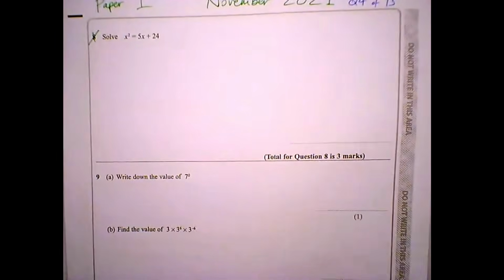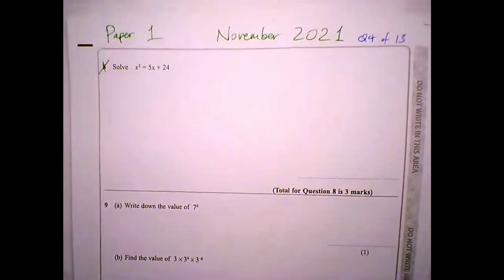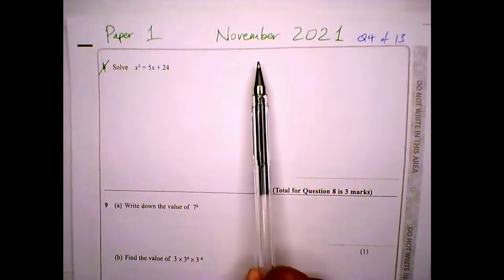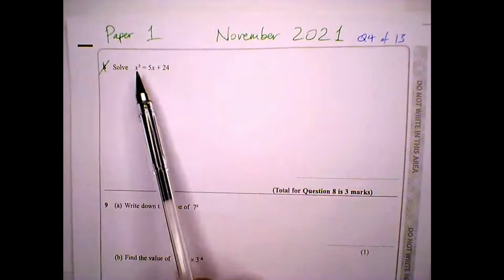Okay, the next question is question number 4 of 13. Again, non-calculator paper from November 2021. We're going to skip question 8 because that's not part of our topic list. Here it is. Press pause and have a go. When you're ready, press play for the answer.